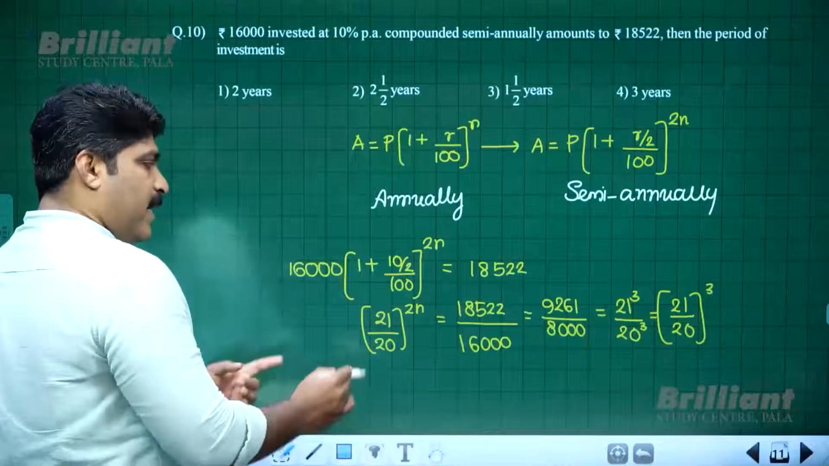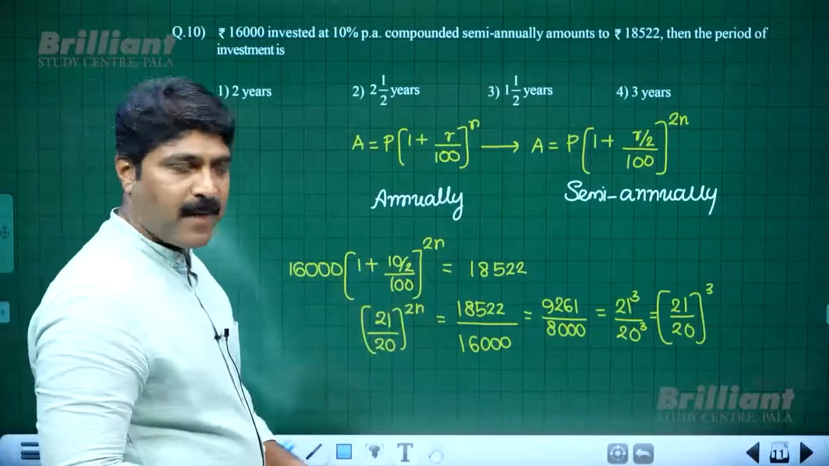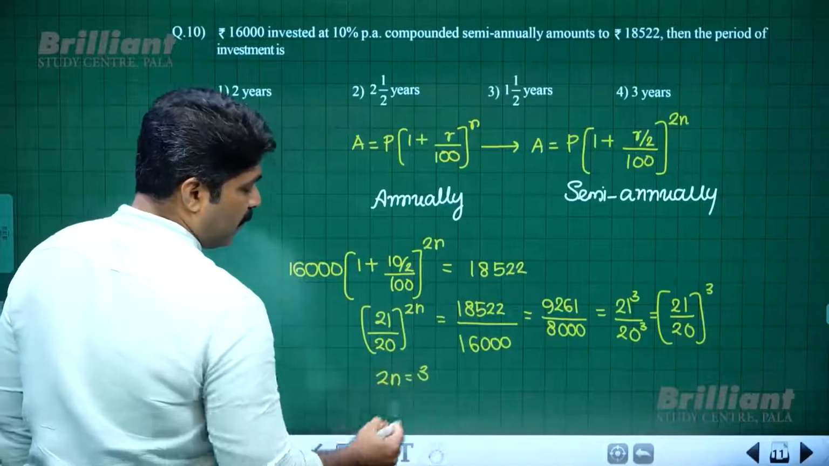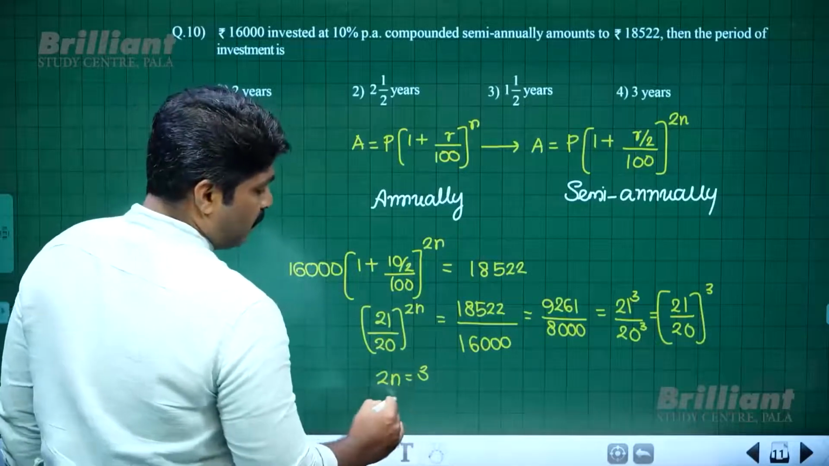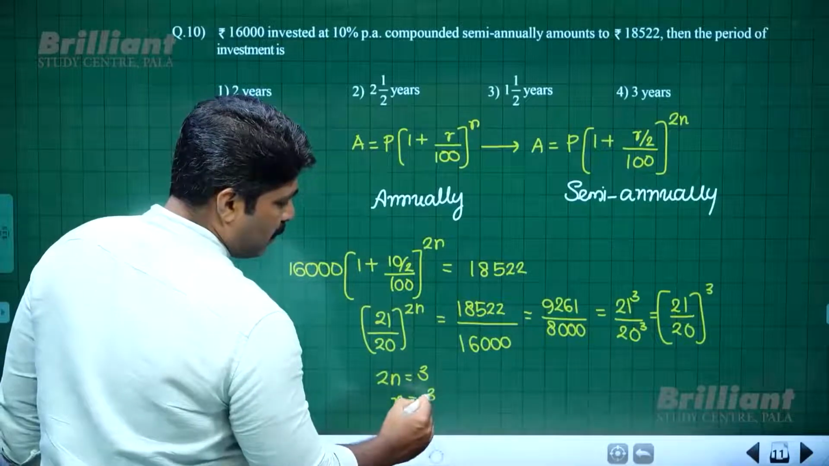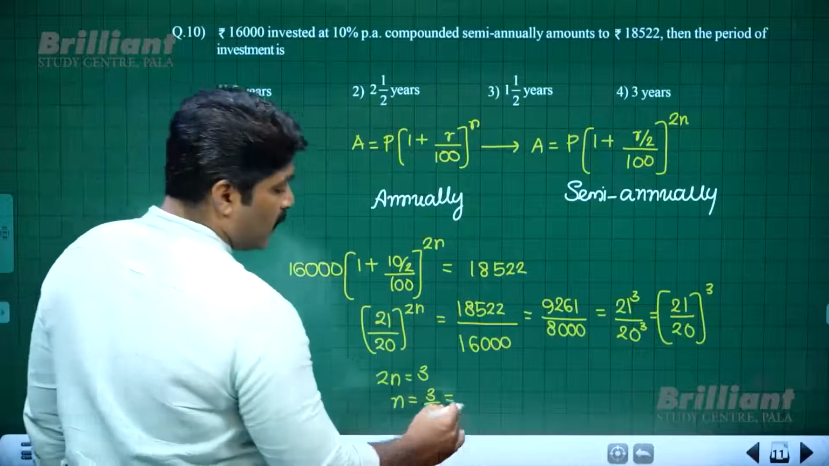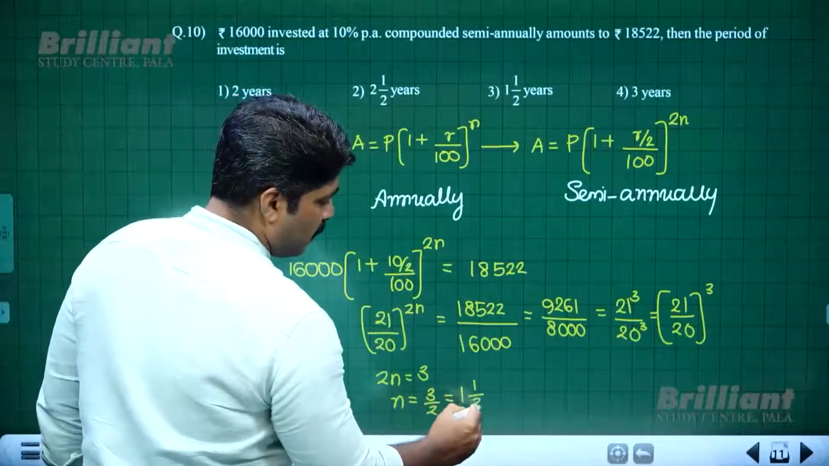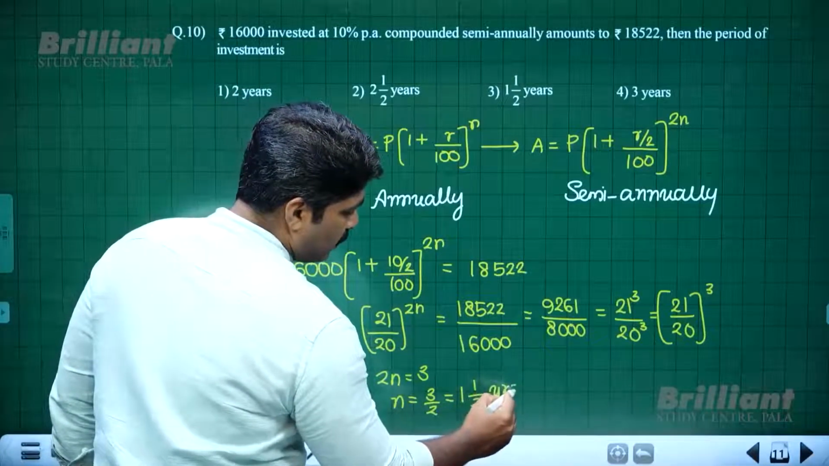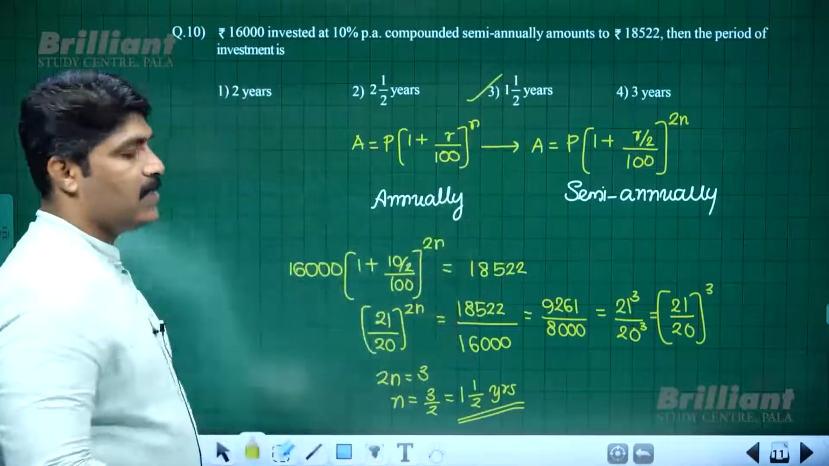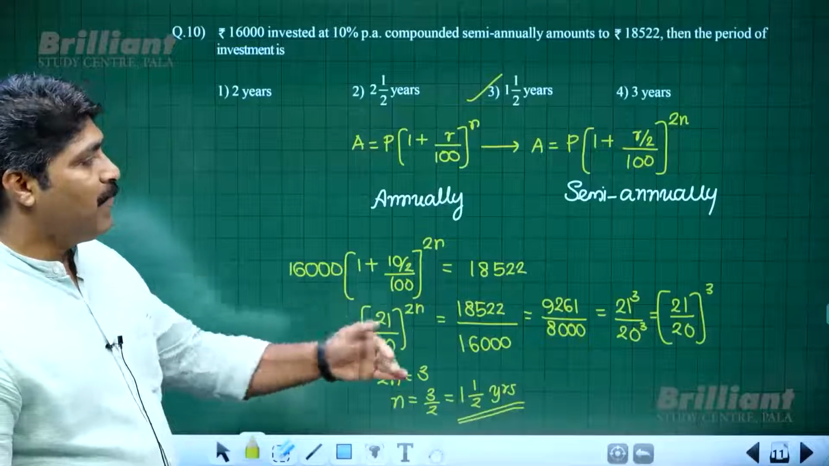So then what we can conclude here, the exponents are same, right? So therefore 2n equal to 3, therefore n is equal to 3 by 2. So 3 by 2 means 1 and 1 by 2 years. And the answer is option 3. So this is 1 and 1 by 2 years.